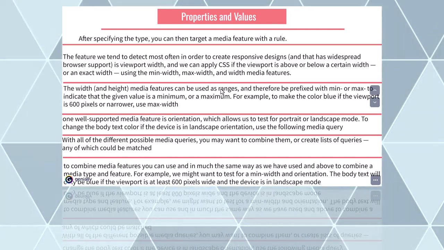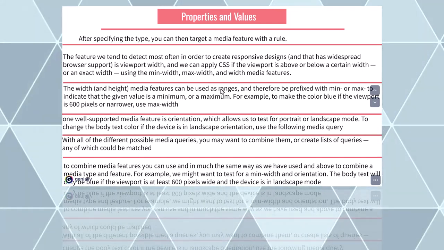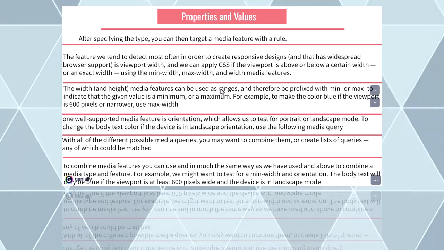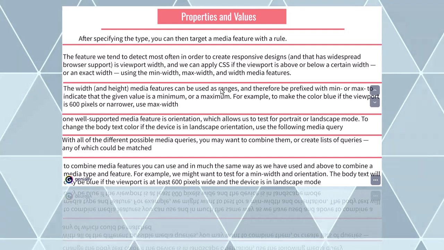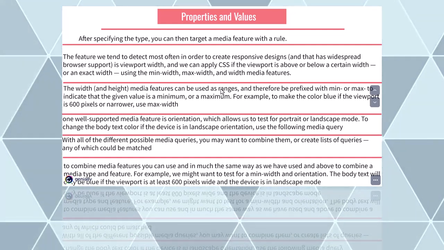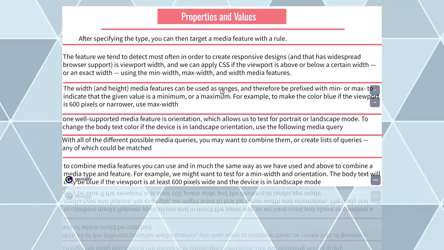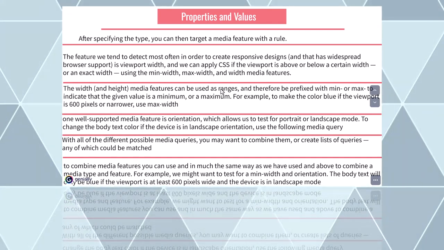The width and height media features can be used as ranges and therefore be prefixed with min or max to indicate that the given value is a minimum or a maximum. For example, to make the color blue if the viewport is 600 pixels or narrower, use max-width.